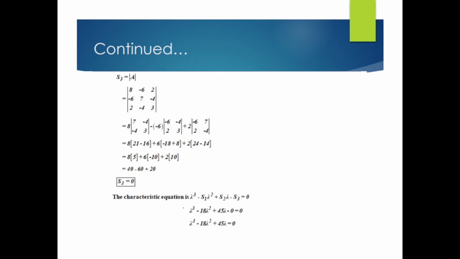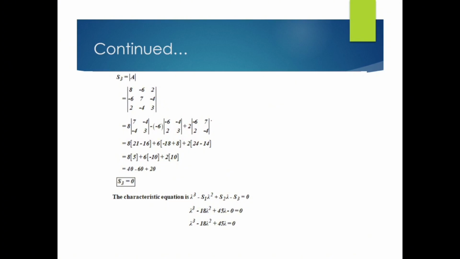Now, to find S3, we know that it is the determinant of A. Expanding the given matrix A: 8, -6, 2; -6, 7, -4; 2, -4, 3, along the first row. It is 8 times, leaving the corresponding row and column, 7, -4; -4, 3. Then minus the next element, A12, that is minus of -6 times -6, -4; 2, 3, plus 2 times, leaving the corresponding row and column, -6, 7; 2, -4.